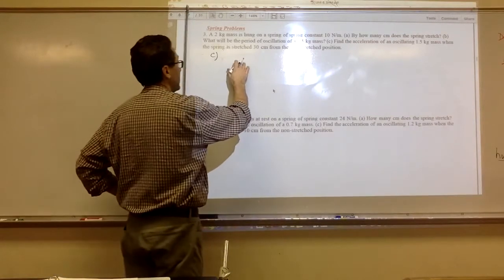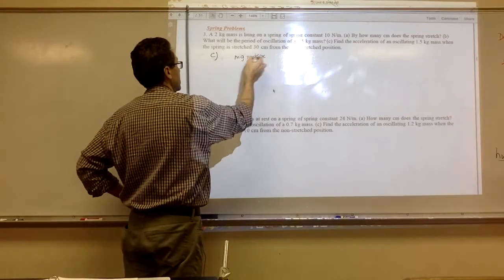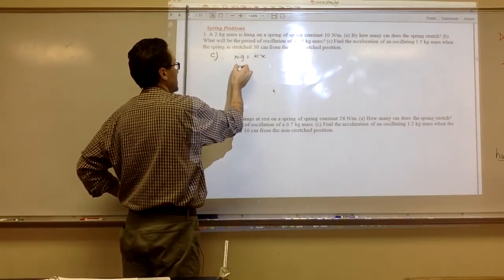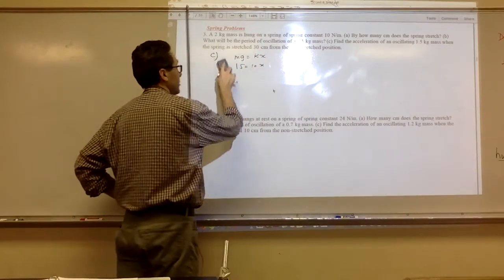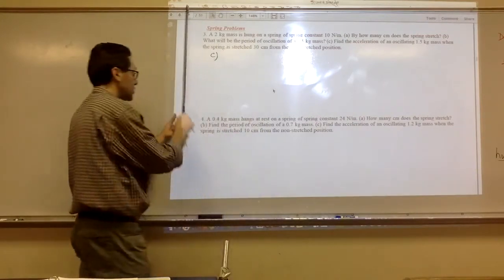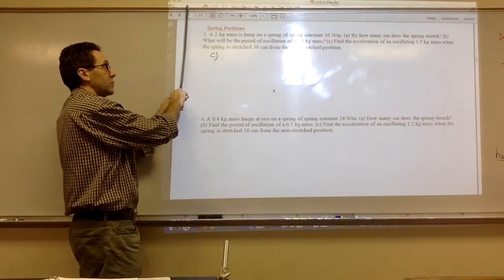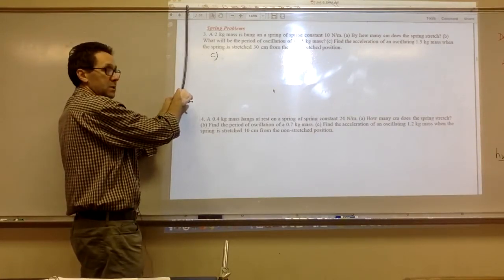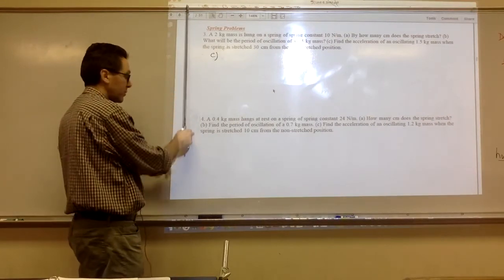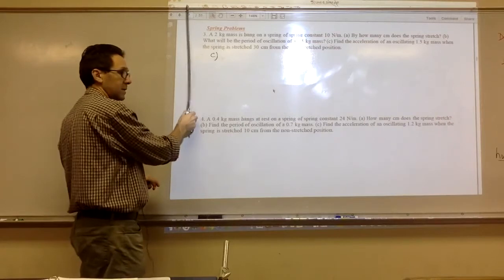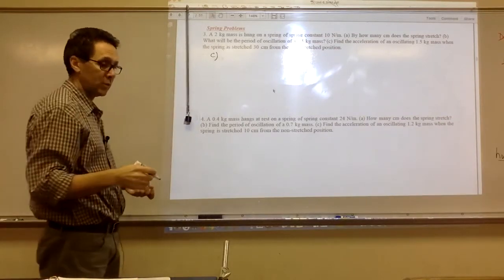If you want to find the equilibrium position here, you can just do mg is kx. And you don't have to do this. So it's 15 equals 10 times x. So the equilibrium position is 1.5 meters from this place. So it's 1.5 to the equilibrium and 1.5 from the equilibrium. So that's how it's going to oscillate. It's going to drop 3 meters, in other words. Energy will show you that it will drop 3 meters.